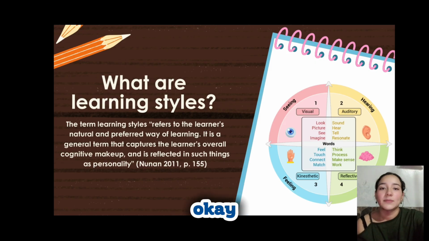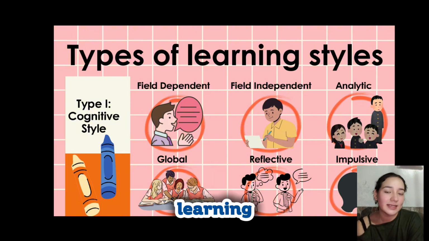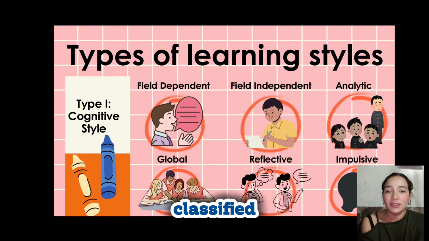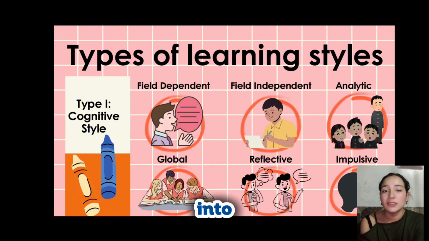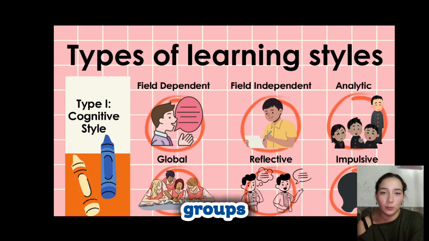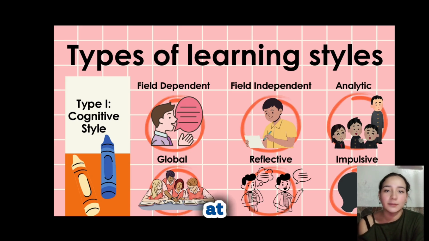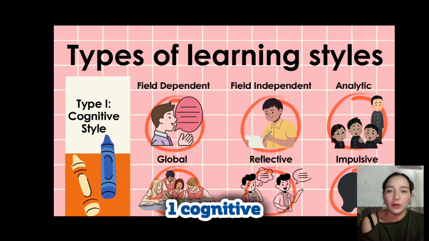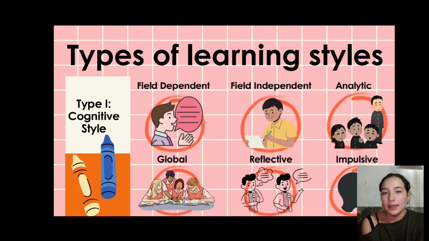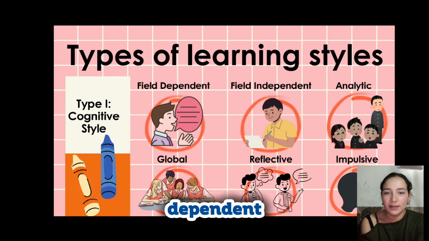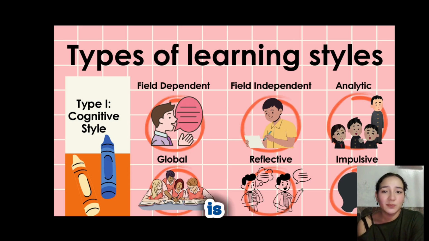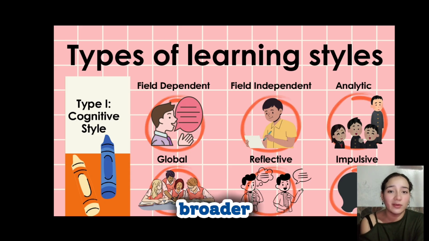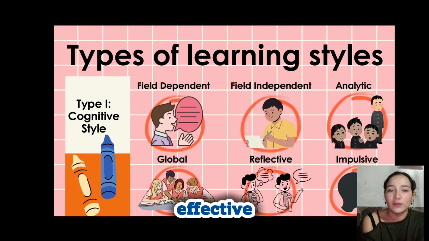Okay. Types of learning styles. Christensen classified learning styles into three main groups. First, let's look at type 1, cognitive styles. These are field dependent. When information is presented within a broader context, learning is more effective.